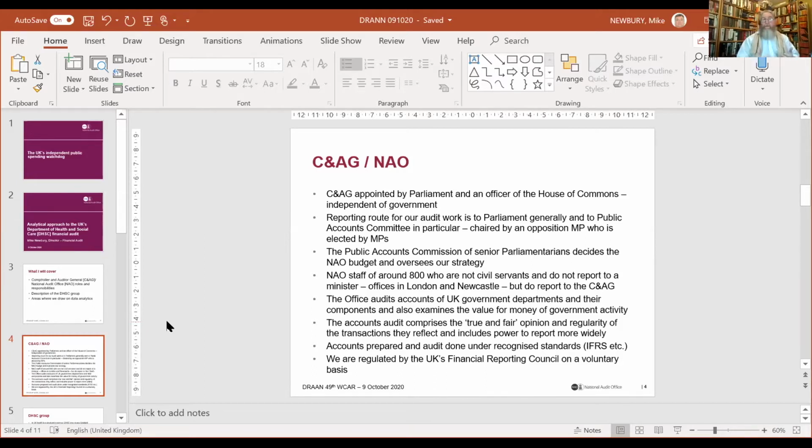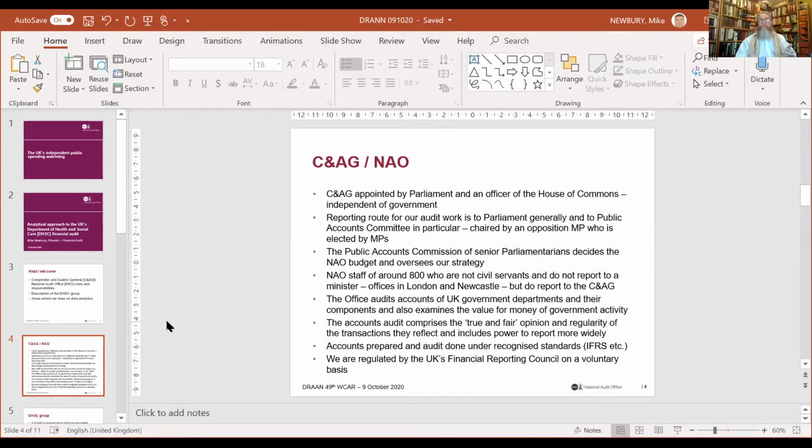We report publicly, we report through the Public Accounts Committee of the UK Parliament. That's a committee drawn from all parties in the UK Parliament. All parties have MPs represented in the Public Accounts Committee. It is chaired by an opposition member of Parliament, and that person is elected by the House of Commons.